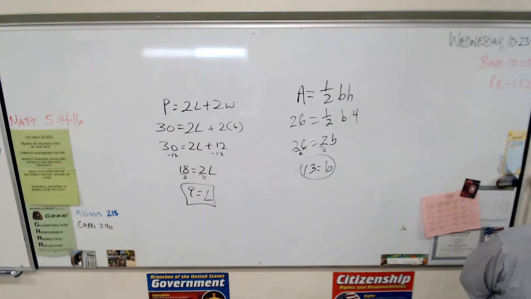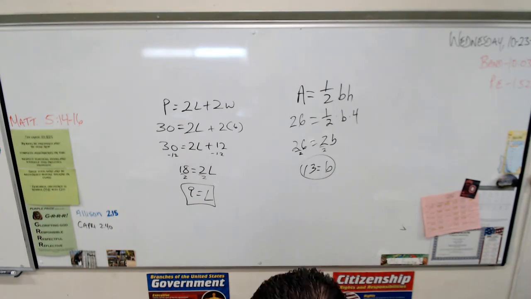Number 4. How do I get rid of the -12? I add 12 to both sides. What's -16 plus 12? Signs are different. Find the difference between 16 and 12, which is 4. Which one's greater? The 16. So it's -4.